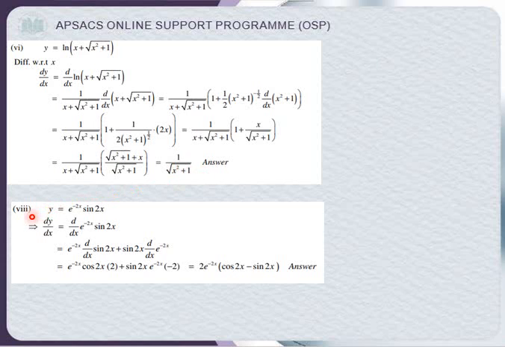Now you can see that part 8 uses the u into v concept: u same, v derivative, plus v same, u derivative. And sine box derivative is cos box, and box derivative is 2, and e to the minus 2x derivative is e to the minus 2x, and minus 2x derivative is minus 2. So after the simplification you get the answer of this.